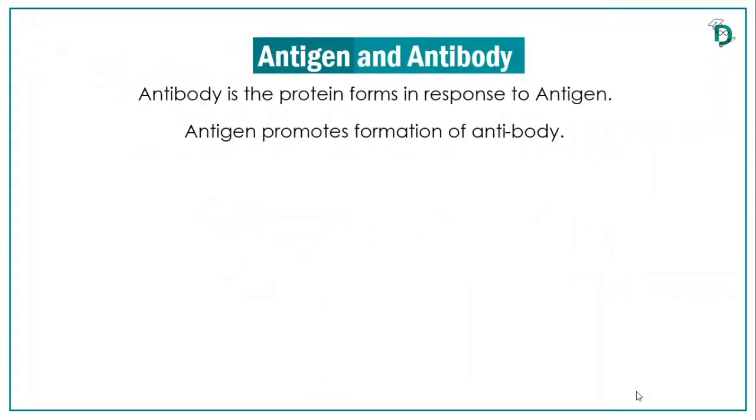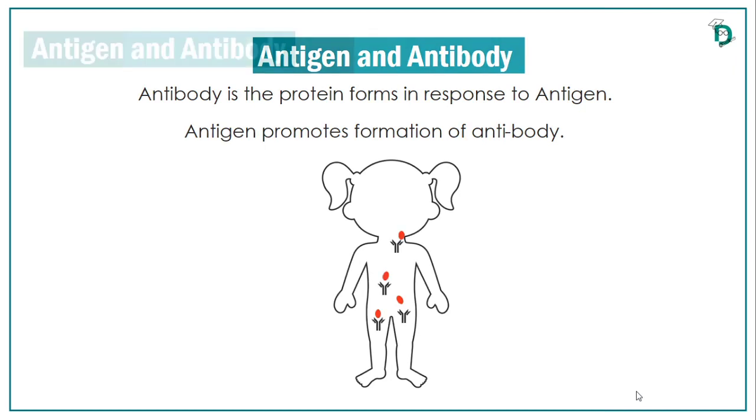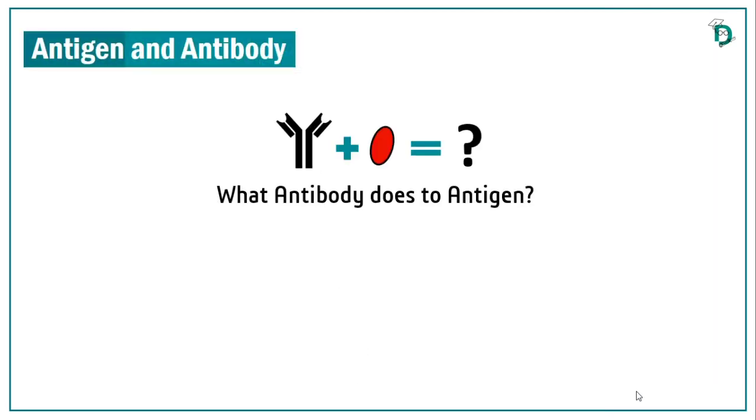One more important thing to remember: till now we have discussed antigens on RBCs that are naturally present in our body. But what if a foreign antigen comes inside our body from outside? Then in that case, our immune system, in response to that foreign antigen, forms antibodies. Now what does an antibody do with an antigen?